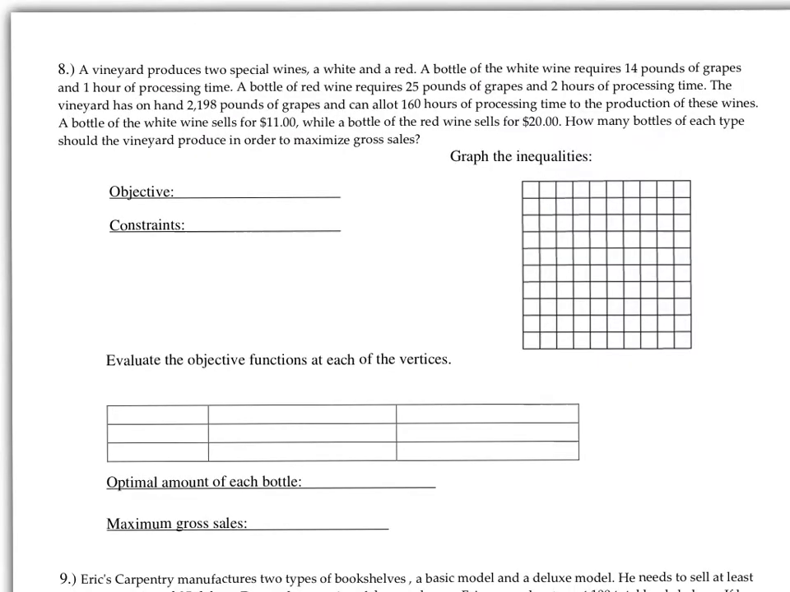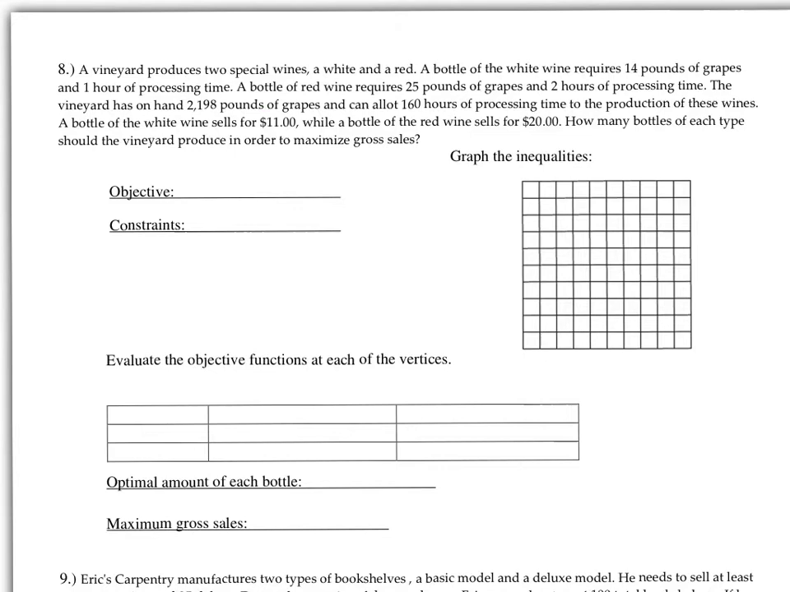Let's take a look at number 8. It says a vineyard produces 2 special wines, a white wine and a red wine. A white and a red. A bottle of white wine requires 14 pounds of grapes and 1 hour of processing time. A bottle of red wine requires 25 pounds of grapes and 2 hours of processing time.